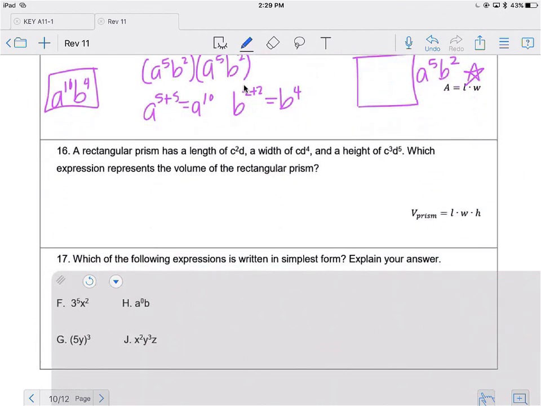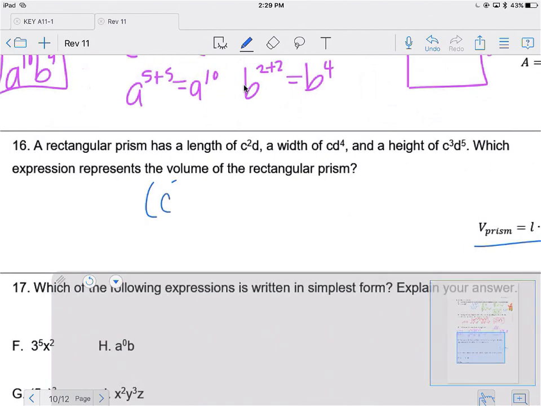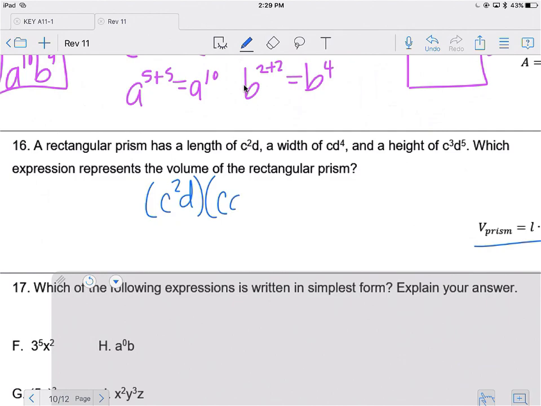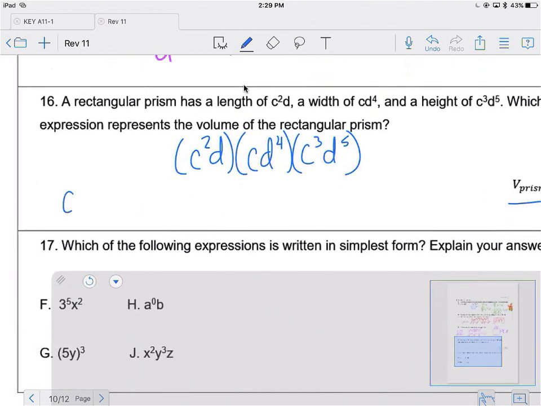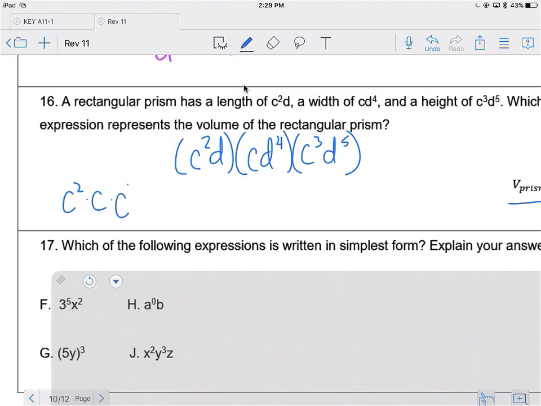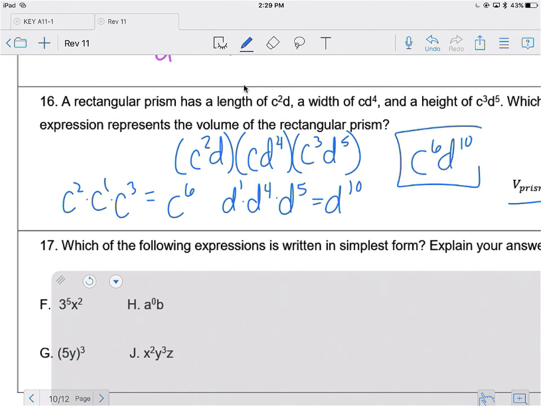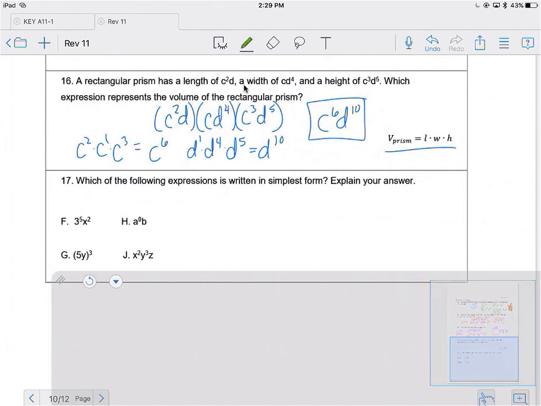Problem 16, we have a length, a width, and a height, and they ask us to find the volume. When you're asked to find the volume, you're going to multiply all three of these. So we have c squared d times c d^4 times c^3 d^5. Again, when I multiply, go letter by letter. So c squared, c, and c cubed, imaginary 1, so a total of 6. d, d^4, d^5, imaginary 1, so a total of 10. So c^6 d^10 would be the volume of my prism.